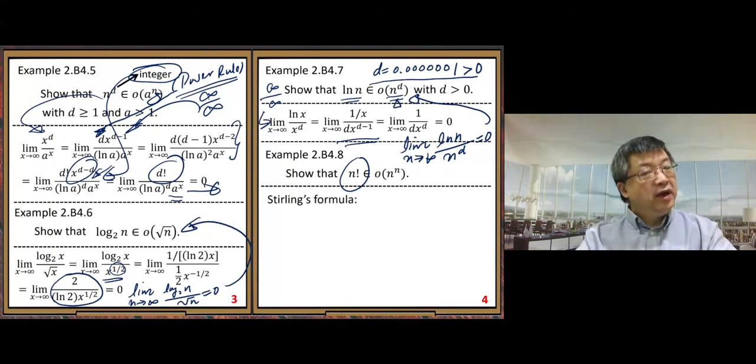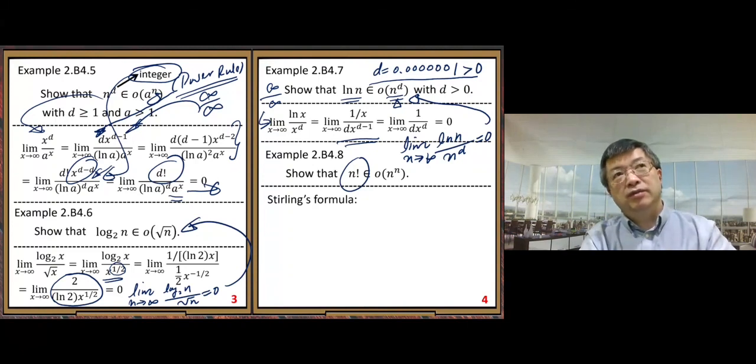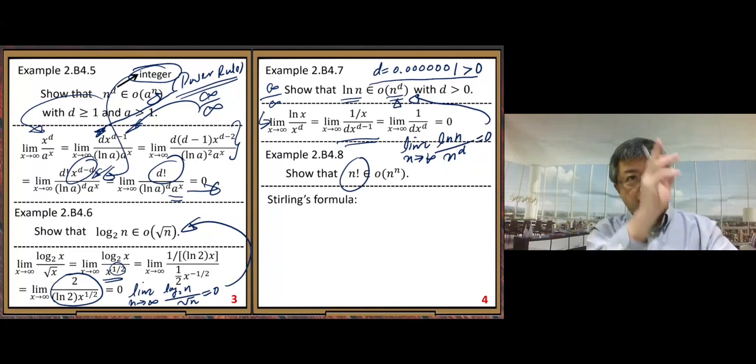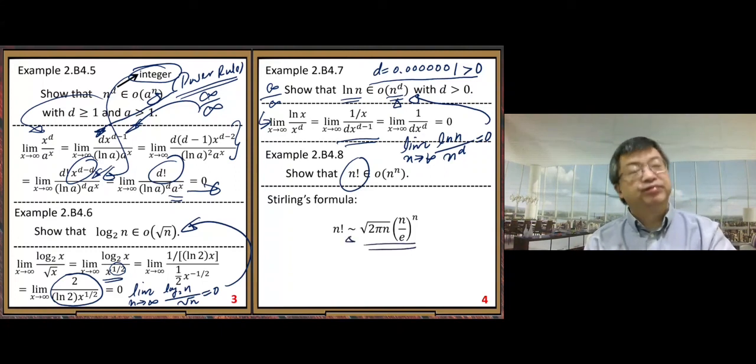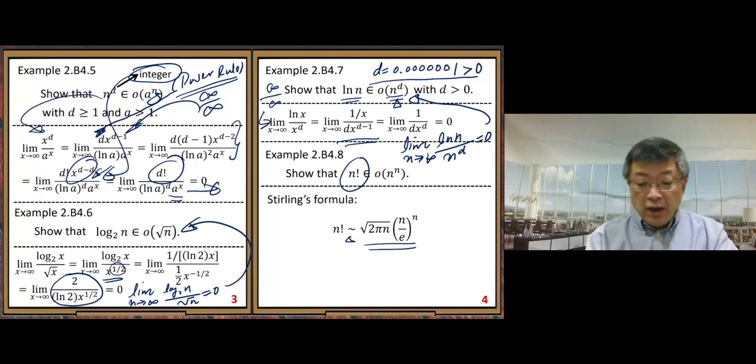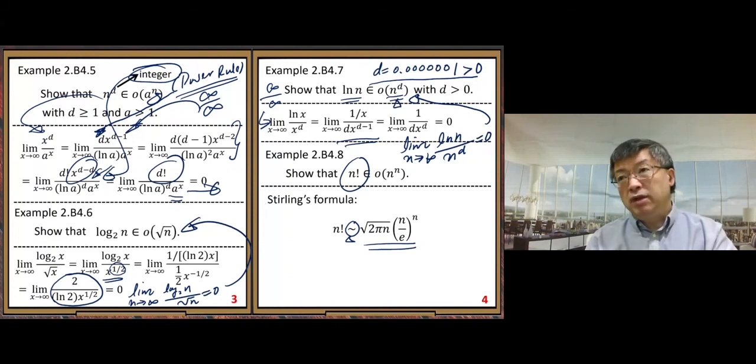In Calc 2 you can learn the Stirling formula, or you can just search the web. Here, I give it to you. The first version: n factorial is approximately equal to this expression. But this version is not very convenient. What exactly do you mean by approximately equal? So this version is not very convenient for our calculation.